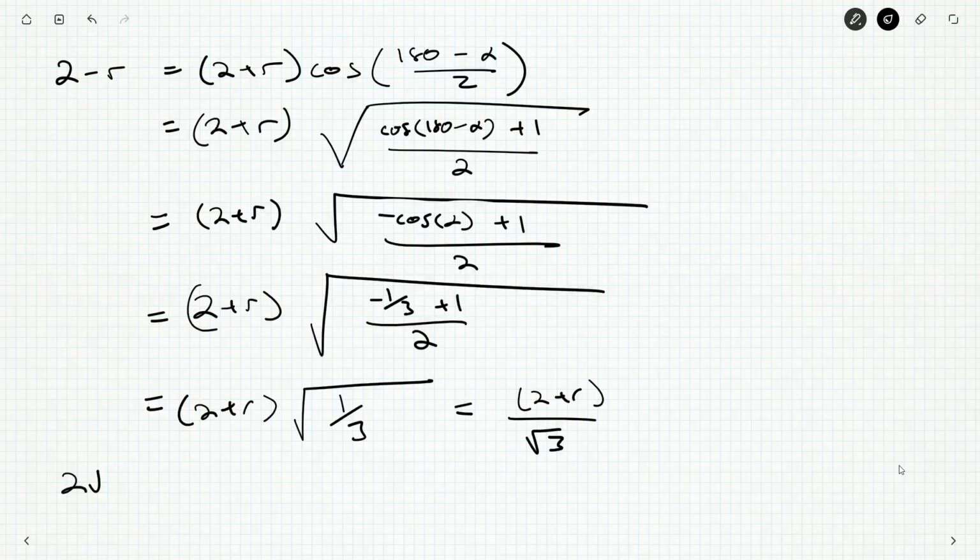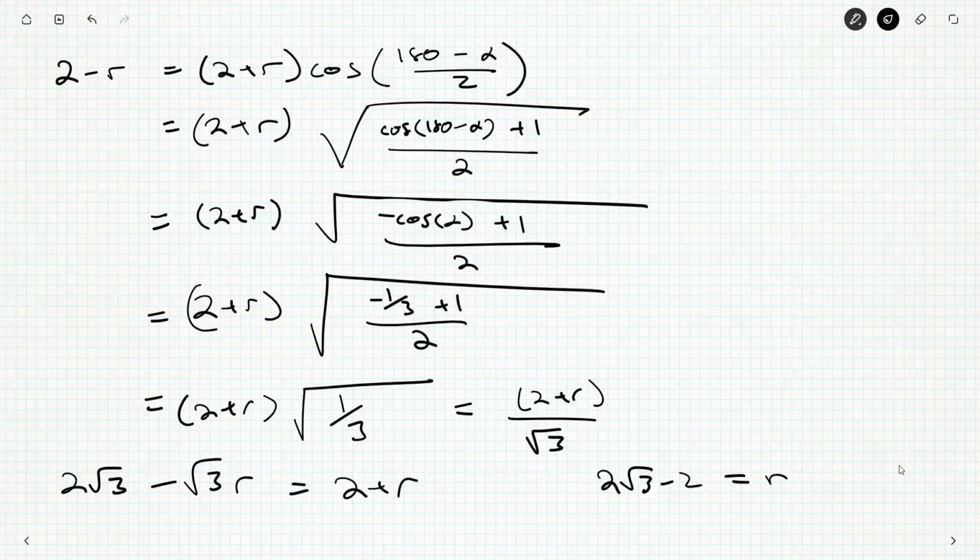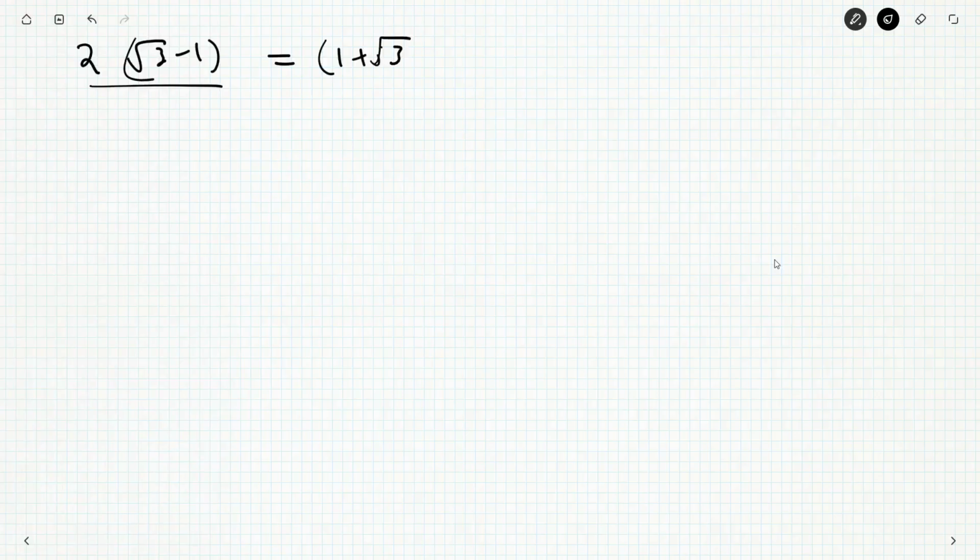So 2 root 3 minus root 3r is equal to 2 plus r. Rearrange some things, we'll get 2 root 3 minus 2 is r plus root 3r. And we'll get 2 root 3 minus 1. We'll just flip over to the other page. Two root 3 minus 1 is equal to 1 plus root 3 times r. Well, we'll divide by 1 plus root 3 on both sides. And now we have an expression for r.